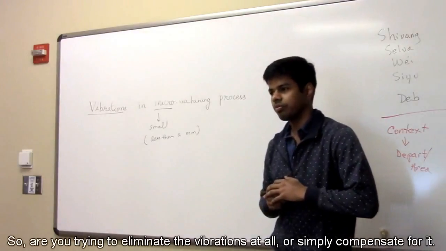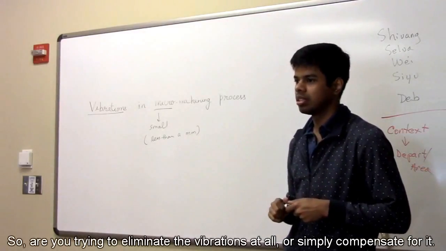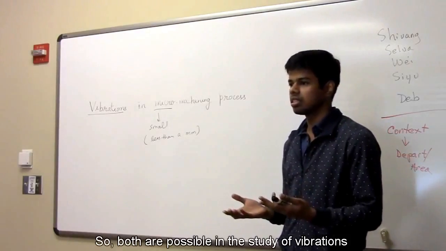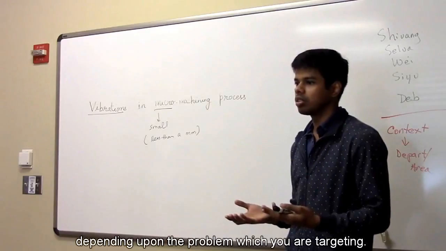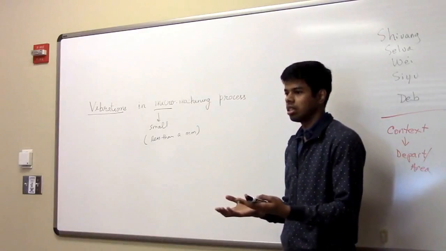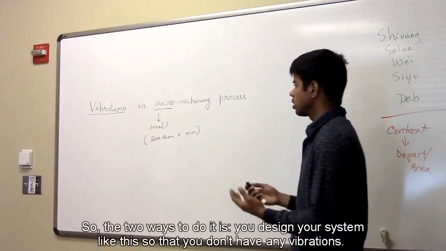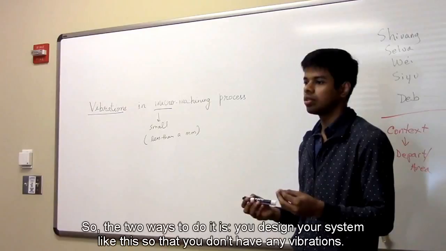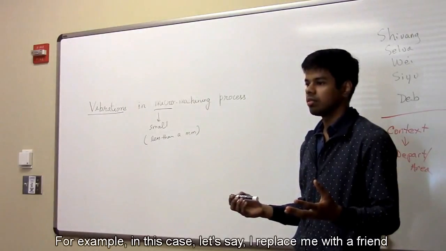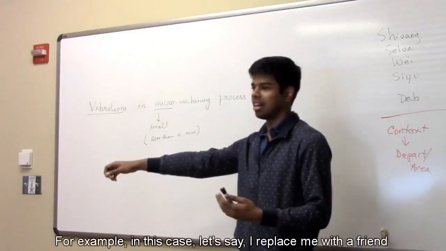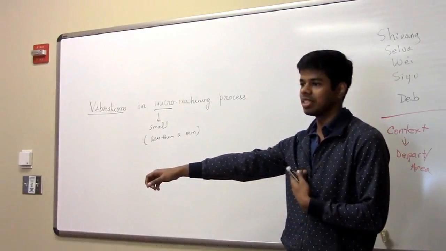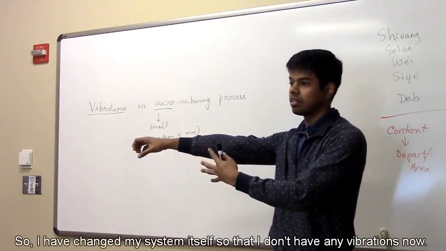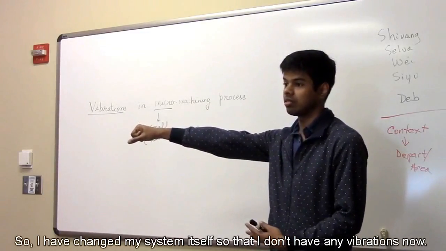So are you trying to eliminate the vibrations at all, or simply compensate for them? Both are possible in the study of vibrations, depending upon the problem which you are targeting. The two ways to do it: you design your system so that you don't have any vibrations. For example, in this case, let's say I replace me with a friend who is strong enough to hold that weight. So I have changed my system itself so that I don't have any vibrations now.